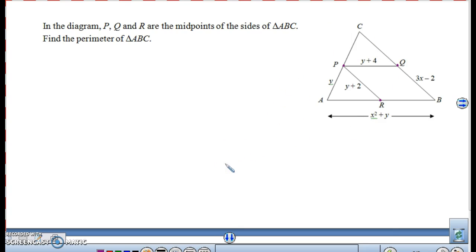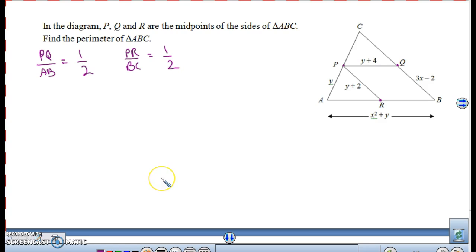Okay, now let's think about what we know about midsegments. We know that the length of the midsegment is half the length of the side it's parallel to. So if we look at side PQ, it will be half the length of AB. So that means the ratio of PQ to AB is 1 to 2. Now, we also know that PR is a midsegment. It is parallel to BC. So that means the ratio of PR to BC will also be 1 to 2.